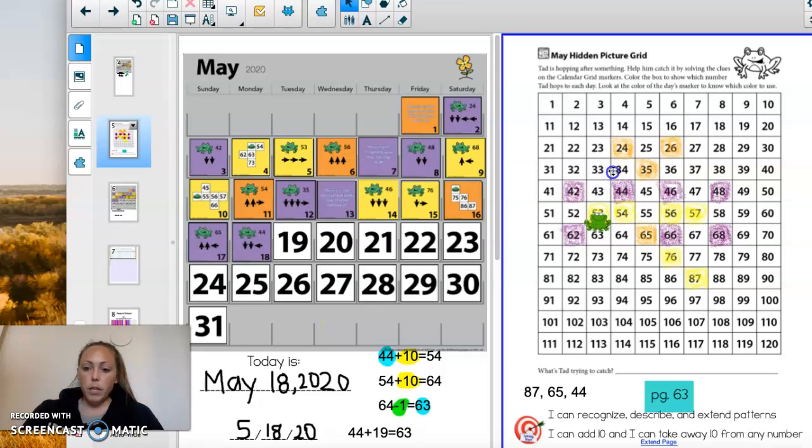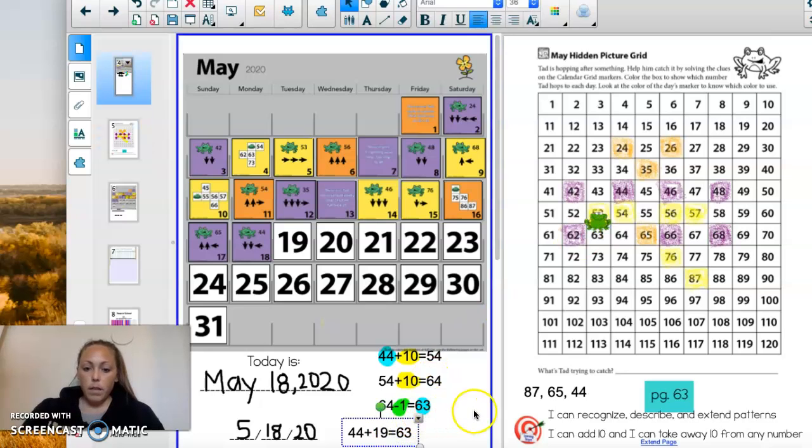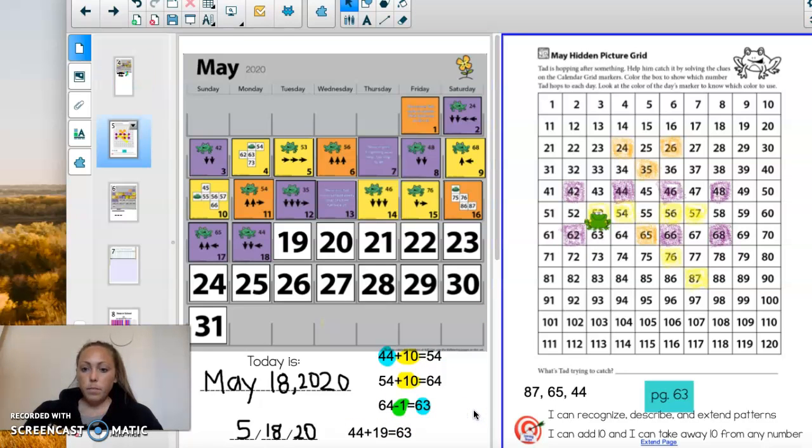I'll show you how to double check it. We'll start at the 44 and we're going to just take 19 hops, but we're going to only go plus 1 at a time. 1, 2, 3, 4, 5, 6, 7, 8, 9, 10, 11, 12, 13, 14, 15, 16, 17, 18, 19. And look, he landed on the 63, so we were correct. So let's bring that equation to our next page.